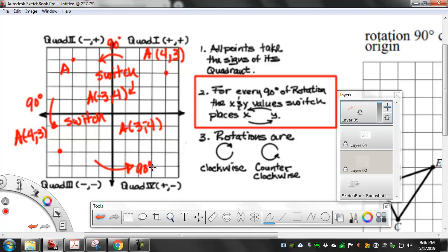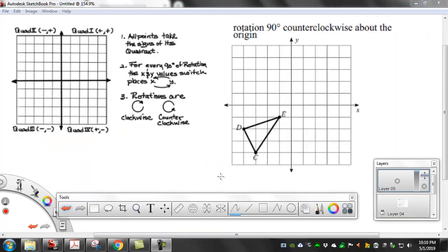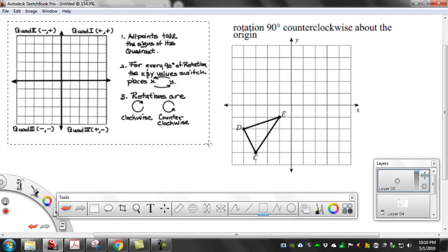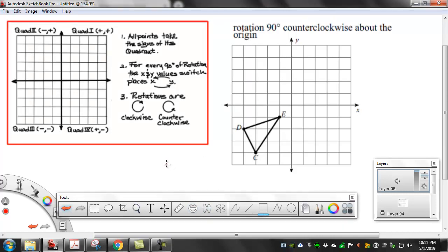And I know we're not using a three-dimensional figure. We'll do that in a second, but that's the basic idea there. In the next part of this video, we're going to be actually doing a problem. We're going to take this triangle and we're going to rotate it counterclockwise 90 degrees. And we're going to use the rules that we just talked about.